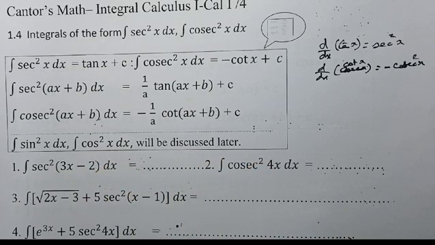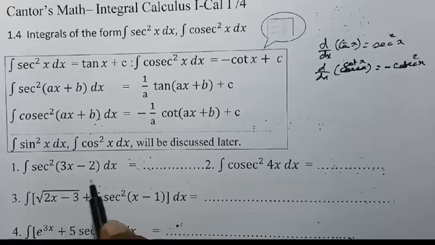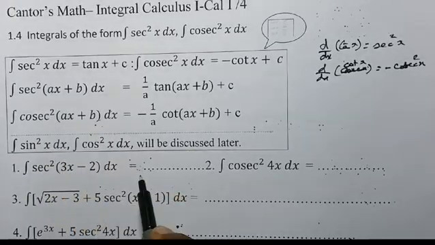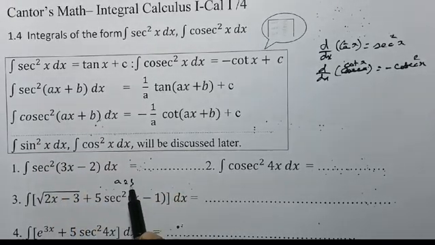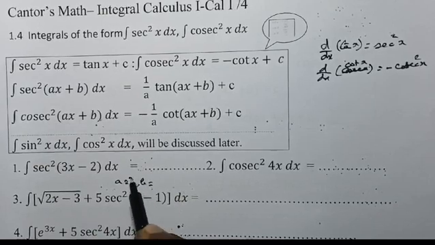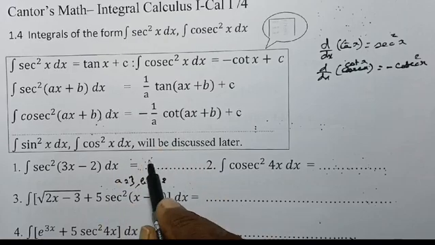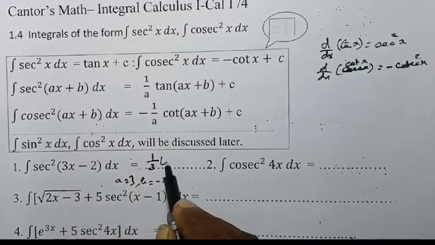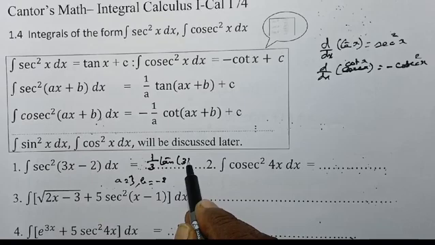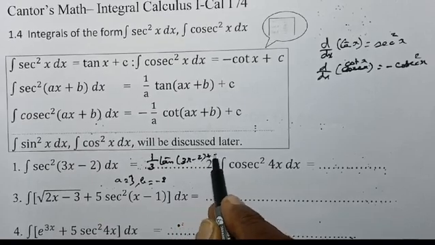Now, come to problem number 1. Here, secant squared of 3x minus 2. You apply this formula. Here, a equals 3 and b equals minus 2. The formula is integral secant squared of ax plus b equals 1 by a tan of ax plus b. So it is 1 by 3 tan of 3x minus 2 plus c.